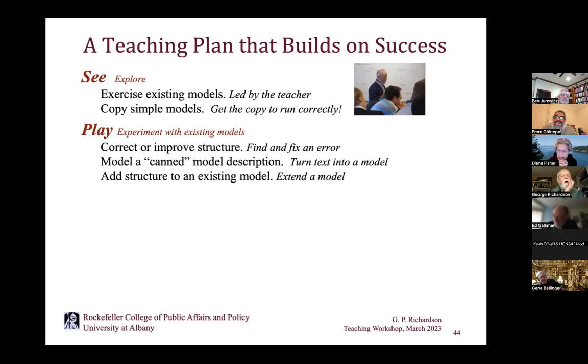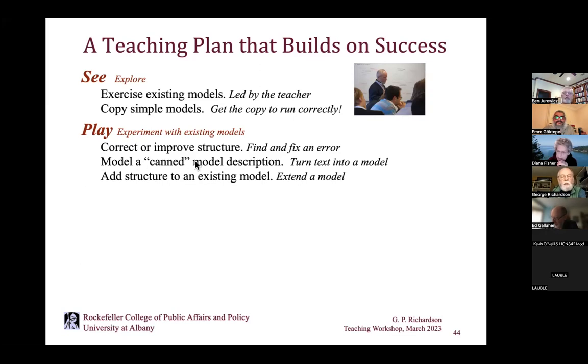The next category of things I called play. Experiment with existing models. Now, one kind of assignment is to give them a model that has a mistake in it somewhere. You've divided instead of multiplied. And their task is to find the mistake and fix it, get the model to make sense. Now, they're starting with a model that's almost all there. It's just got a mistake in it. So they're still not building their own model.